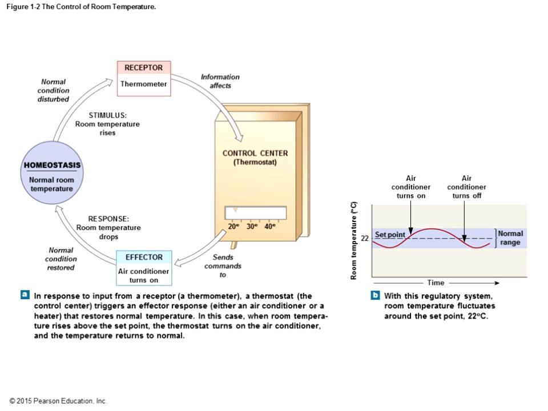Before we talk about how the body does it, we can use an example of how the temperature is regulated at your home. Hopefully this will help you see the correlations of how your body does it. Again, there's a receptor, control center, and effector, and the goal is to achieve homeostasis. So homeostasis is normal room temperature.